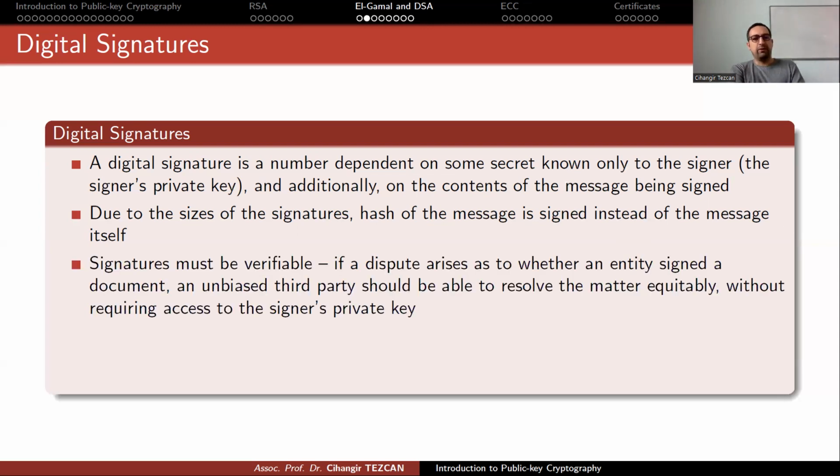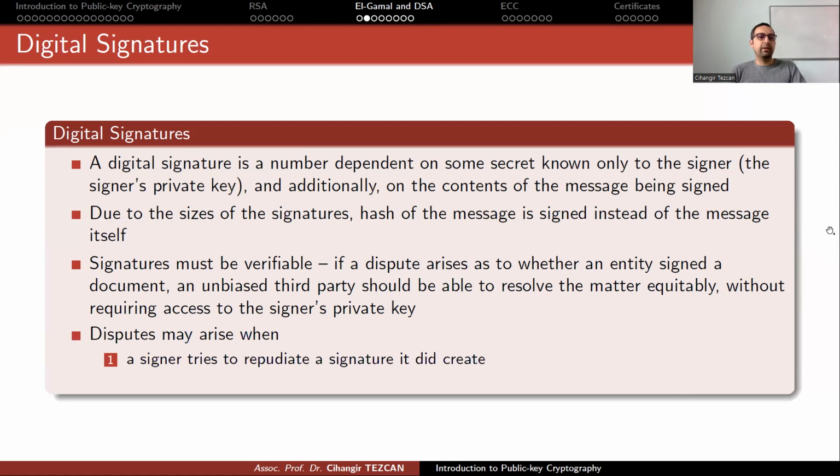Yes, signatures must be verifiable. This means that if a dispute arises as to whether an entity signed a document, an unbiased third party should be able to resolve the matter equitably without requiring access to the signer's private key. And actually, this is how blockchain, Bitcoin or Ethereum works, because when you transfer cryptocurrency to somebody, you are signing a message, the hash of your transaction. So you sign it, and since everybody knows your public key, they just check if your signature is correct. All of the nodes check this, and if it is correct, then it is written to the blockchain.